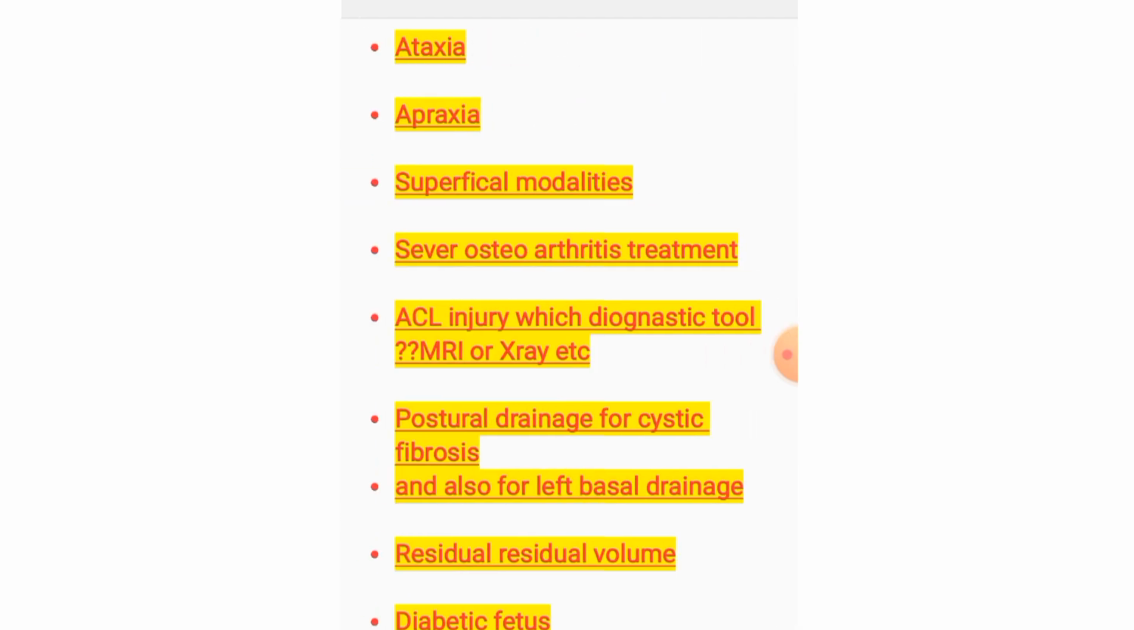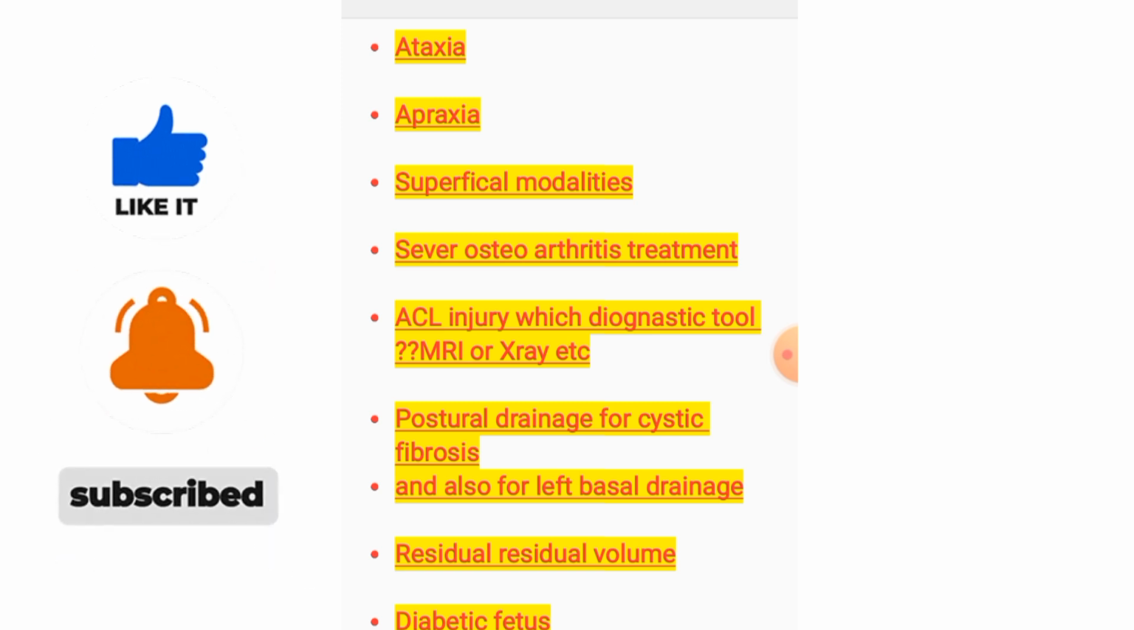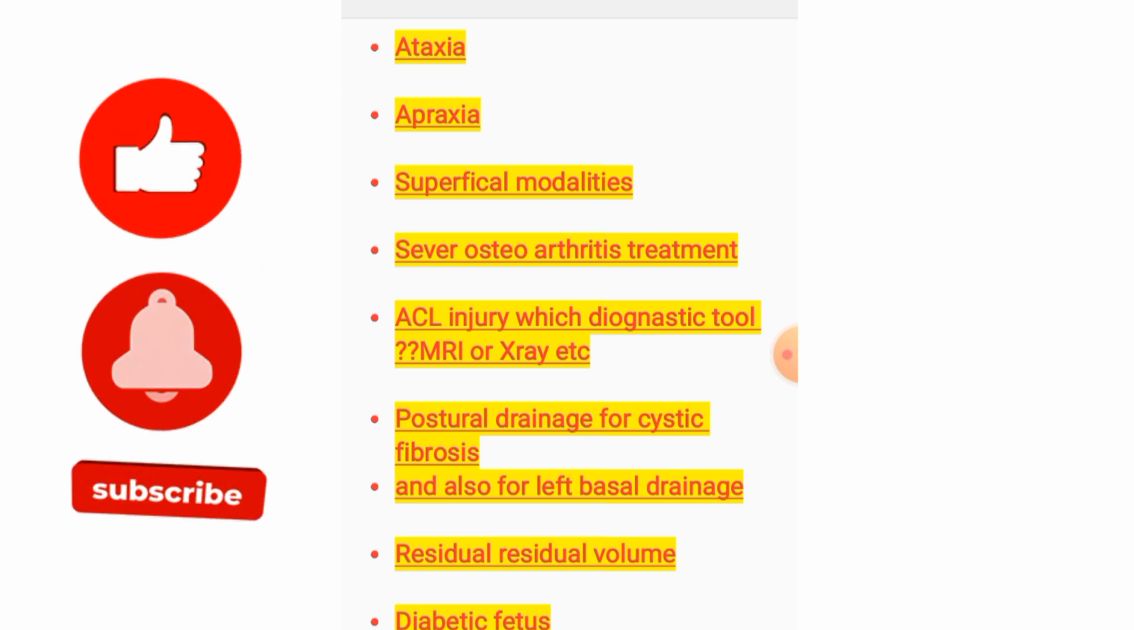Ataxia, apraxia, superficial modalities, severe osteoarthritis treatment. ACL injury, which diagnostic tool is used? MRI or X-ray, etc. These were some MCQ options. Postural drainage for cystic fibrosis and also for left basal drainage. Residual volume, that's I think respiratory residual volume.